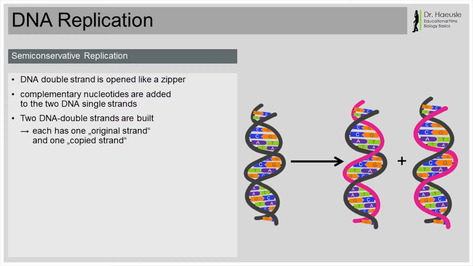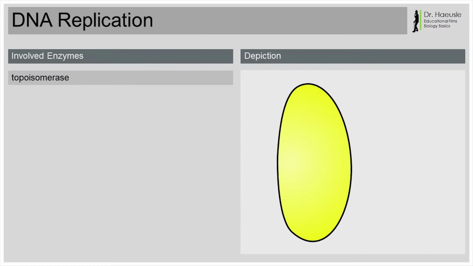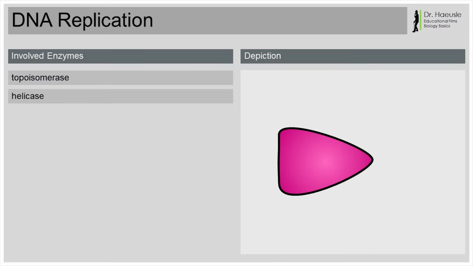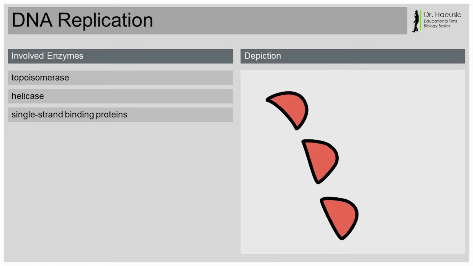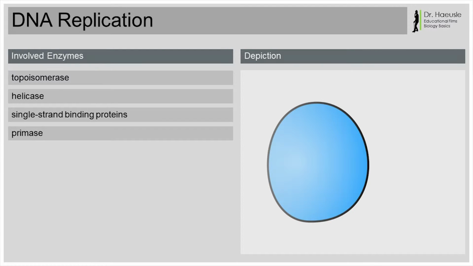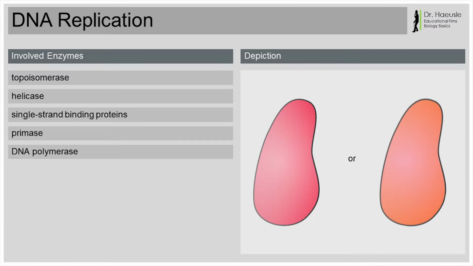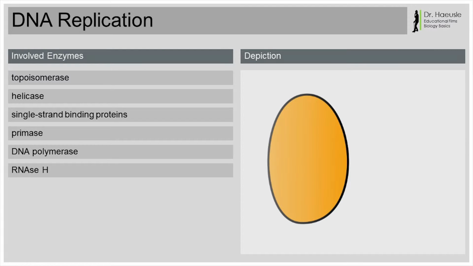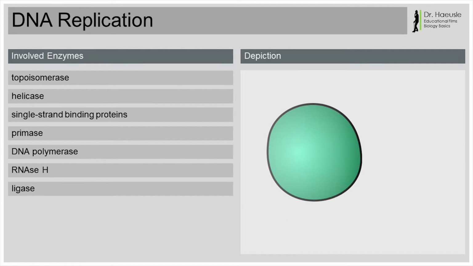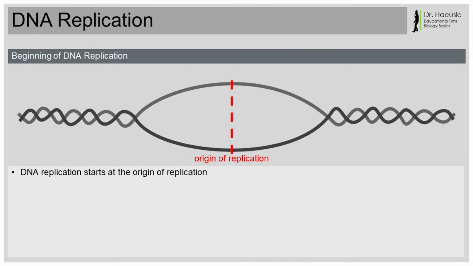Exactly. Now we want to go into detail and explain the DNA replication step by step. There are several enzymes involved in the DNA replication. These are the most important ones: topoisomerase, helicase, single-strand binding proteins, primase, two different kinds of DNA polymerase, RNase, and ligase. The DNA replication starts at the so-called origin of replication. The opening is also called replication bubble.